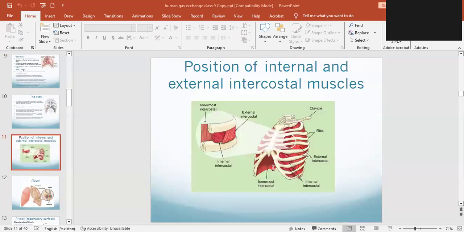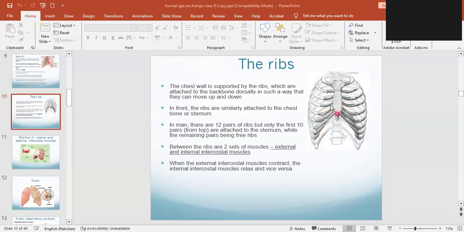Okay, then this is actually the cage-like structure, the bony cage known as ribs, in which the lungs and the heart are enclosed. They're present in the chest cavity, right? So there are actually 12 pairs of bones, right? And these bones have some muscles present between them, which are known as intercostal muscles.